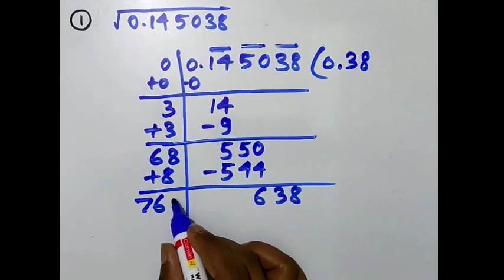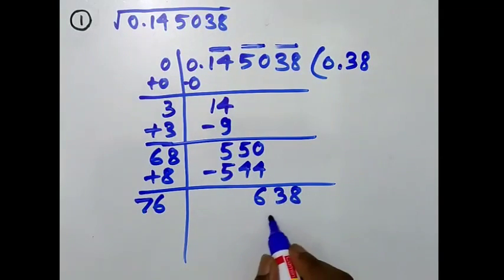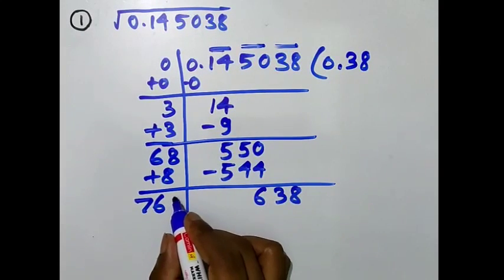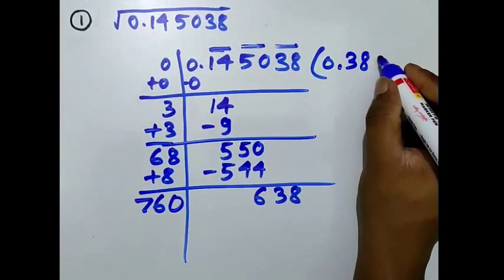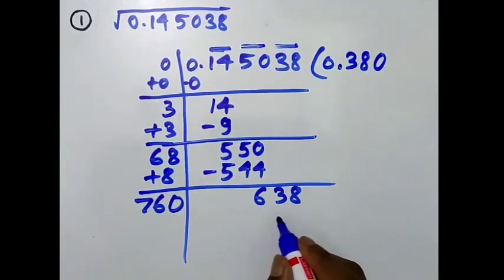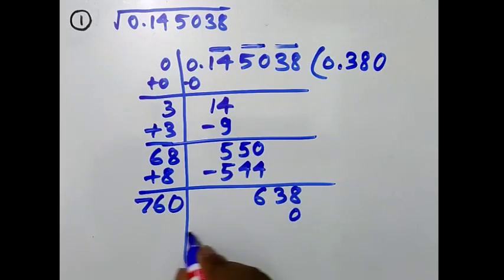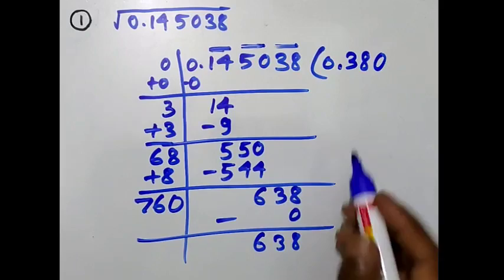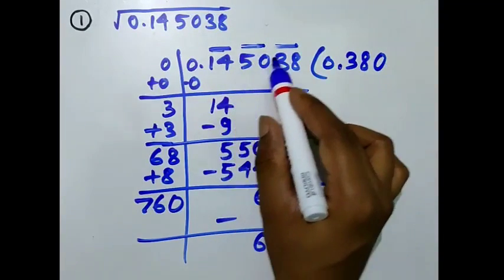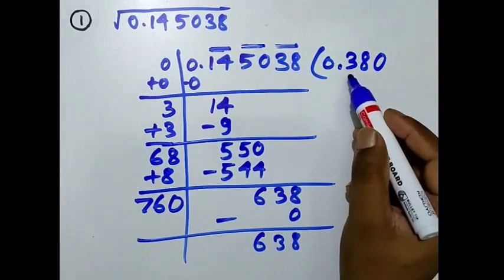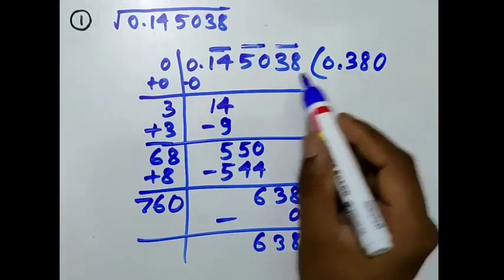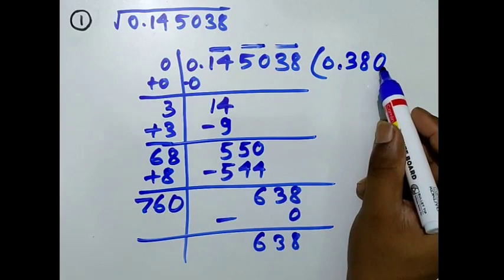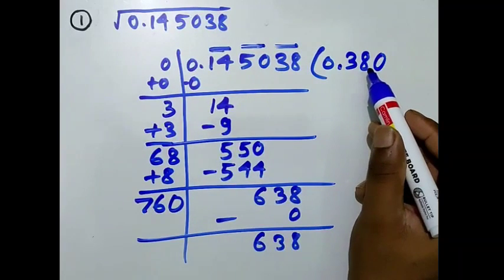Now what number should I take? If I take 1 and multiply by 1, we'll get 761, but still it is more than this, so we cannot do that. So we'll multiply by 0. 760 multiplied by 0 will give us 0. So we still have 638, but we have already divided the 3 pairs that we took to round it off to 2 decimal places. So now if we round this square root to 2 decimal places, what is the number? 0. So the number 8 will remain the same.